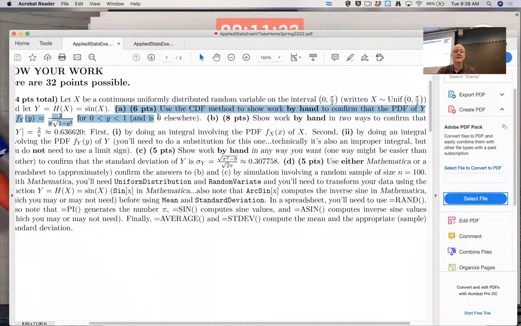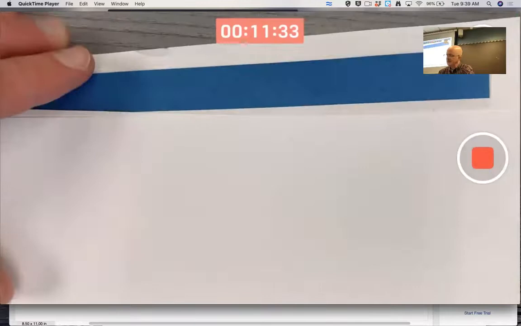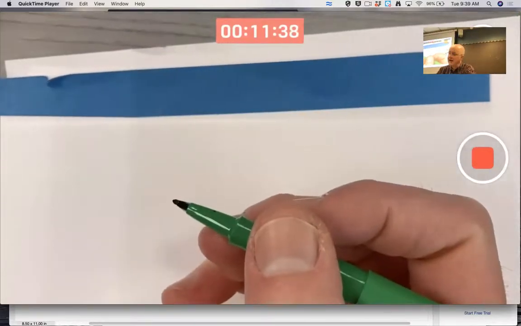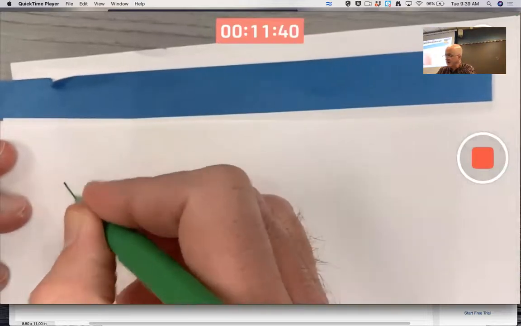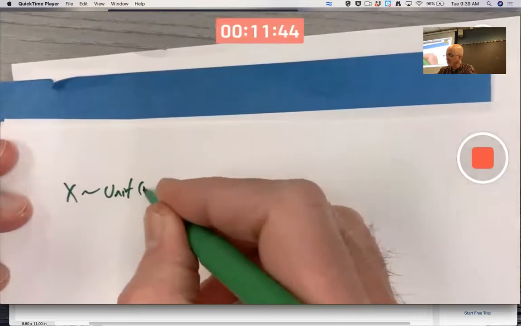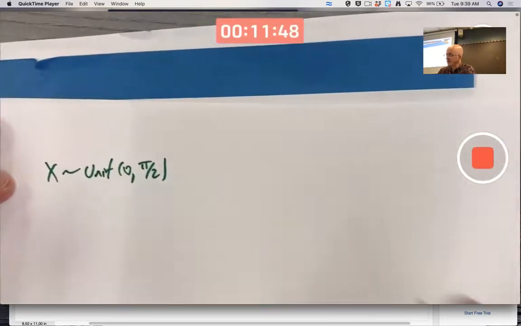Okay, those are the possible values for y. Part A, as always, use the CDF method to show that the PDF has a certain formula. So let's confirm that. That hopefully was the easiest part of the problem. But you do need to figure out the CDF of x first. But being uniform, hopefully that wasn't too much of a problem. X is uniform on the interval from 0 to pi over 2.